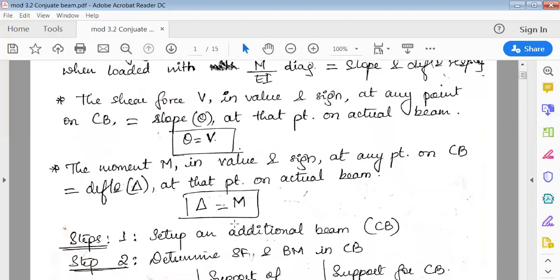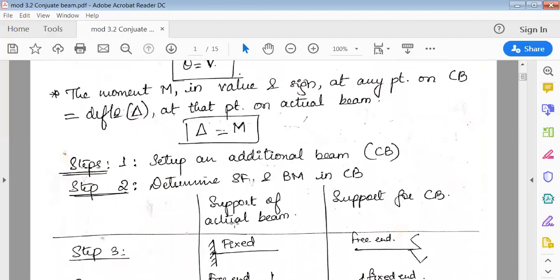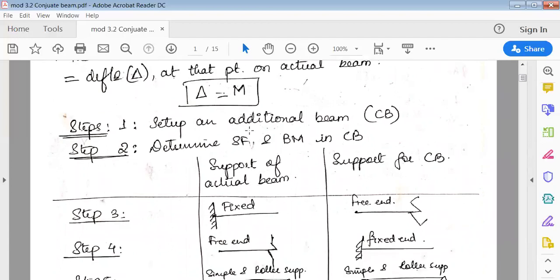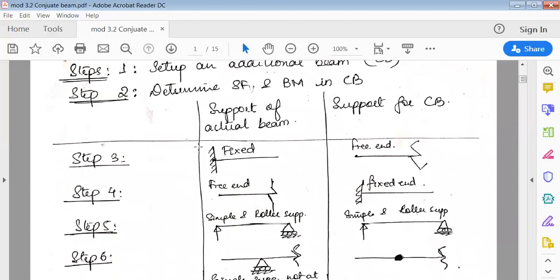Okay, with this background, there are two things I've told you: one is the real beam and the other is the conjugate beam. Whatever is in the given problem is the real beam, and we convert it into a conjugate beam, and hence you have the conjugate supports. See here. The first thing is you have to draw a conjugate beam. The conjugate beam is like an imaginary beam.